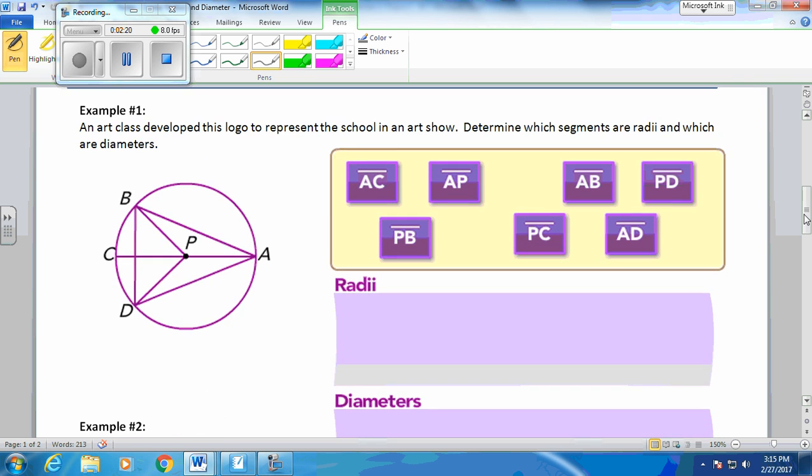Question number 1 is saying that an art class developed this logo to represent the school in an art show. Determine which segments are radii and which are diameters. I'm going to let you go ahead and decide which ones are which, and some of them might not be used at all.